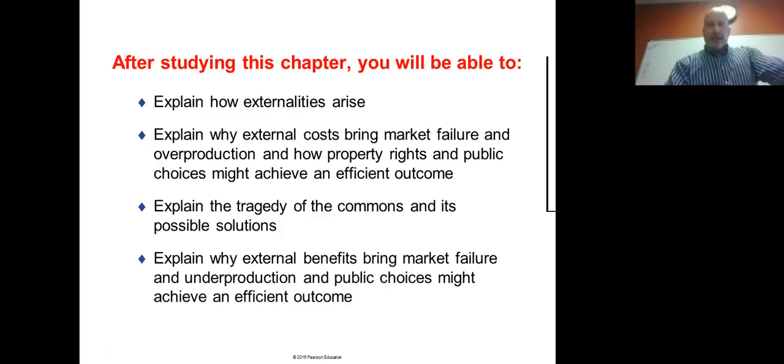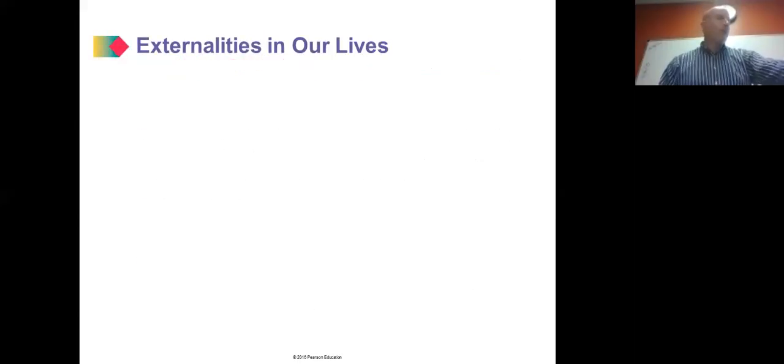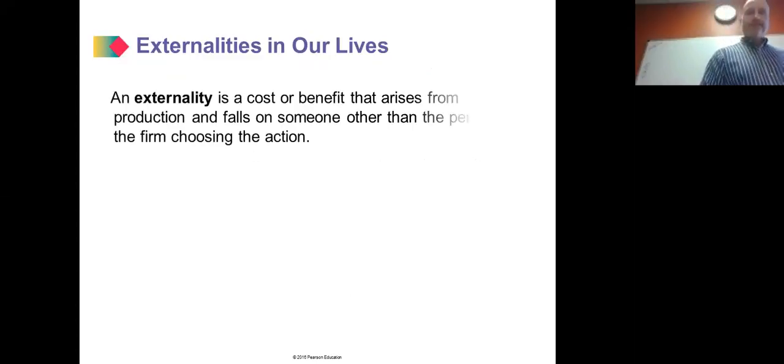Explain how externalities arise, why external costs bring market failure and overproduction, and how property rights and the public choices might achieve an efficient outcome. We're going to talk about the tragedy of the commons and any possible solutions to this economic dilemma. Explain why external benefits bring market failure and underproduction and public choices might achieve an efficient outcome. We were just talking about an example of that in our opening comments.